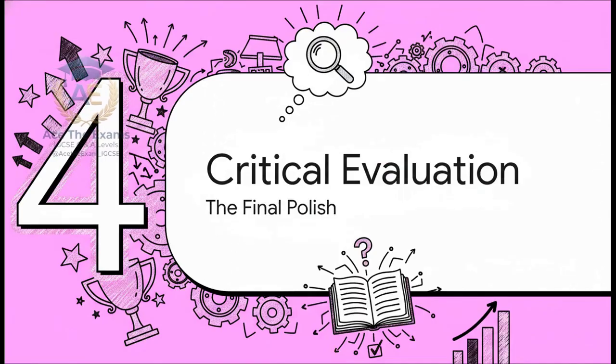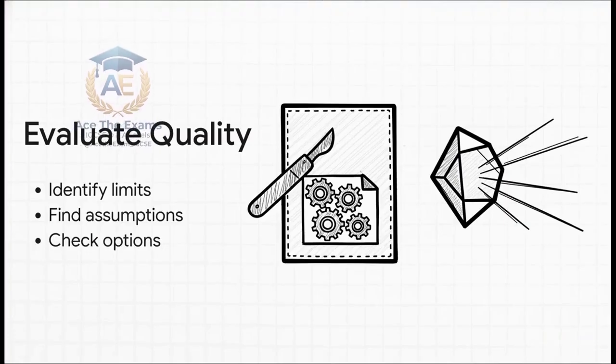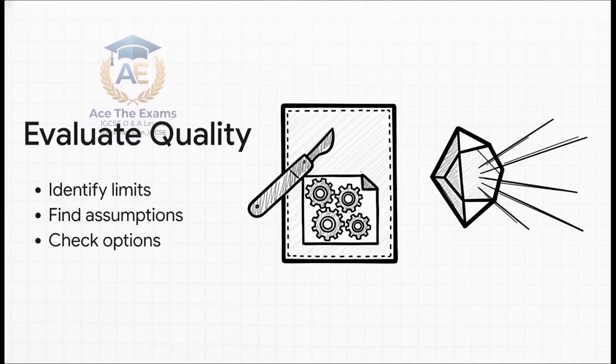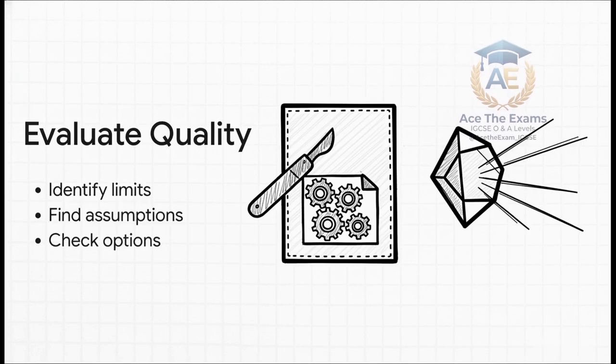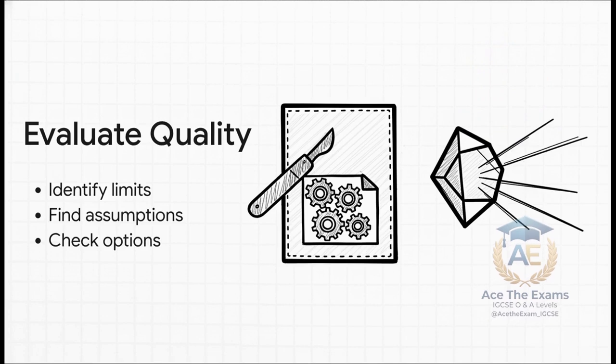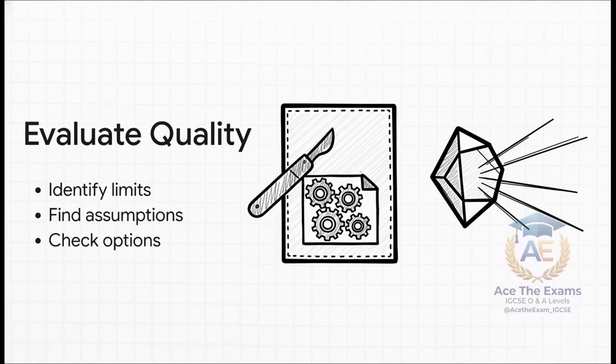For our final section, Section 4, we tackle critical evaluation, the final polish. This is where the highest tariff marks live. To evaluate evidence quality properly, your answers must actively dissect limitations and alternative interpretations rather than just accepting the given data at face value. This is where we deploy the 3-step question scan. Step 1, scan for the command word. Step 2, scan for the stakeholder. Step 3, scan for the hidden constraint.